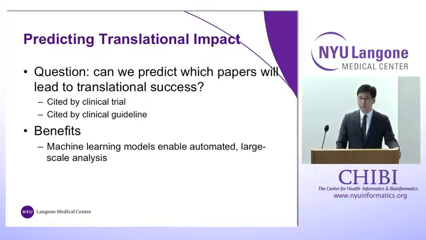So the question is, can we predict which papers are going to be cited by a clinical trial or clinical guideline, using machine learning methods, the text categorization approach I'm talking about? Obviously, the main benefit is that machine learning models provide an automated method. So you could analyze thousands of articles, which is not possible if you're relying on manual review of the literature.